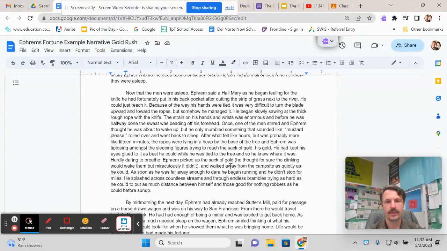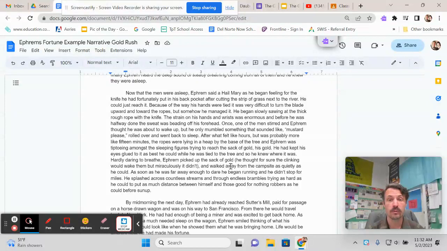Now that the men were asleep, Ephraim said a Hail Mary as he began feeling for the knife he had fortunately put in his back pocket after cutting the strip of grass next to the river. He could just reach it. Because of the way his hands were tied, it was very difficult to turn the blade upward and toward the ropes. But somehow he managed it. He began slowly sawing at the thick, rough rope with the knife. The strain on his hands and wrists was enormous, and before he was halfway done, the sweat was beading off his forehead. Once, one of the men stirred, and Ephraim thought he was about to wake up, but he only mumbled something that sounded like, "Mustard, please," and rolled over and went back to sleep.